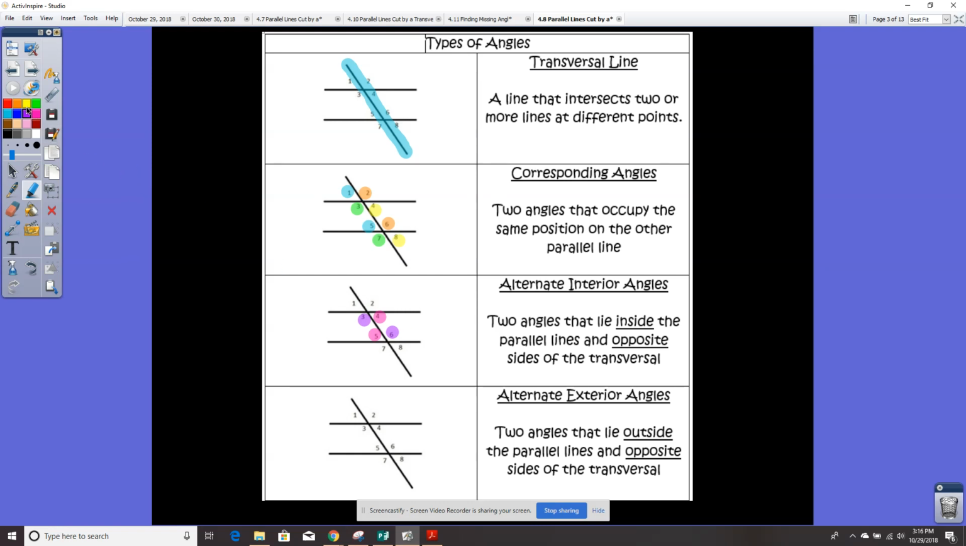And then alternate exterior angles are two angles that lie outside the parallel lines and opposite sides of the transversal. So 1 and 8 would be alternate exterior angles. And then 2 and 7 would be alternate exterior angles.